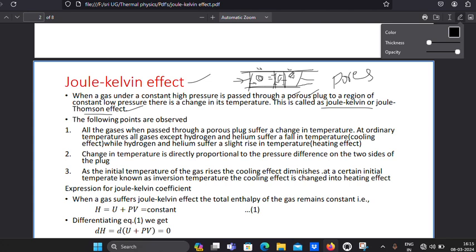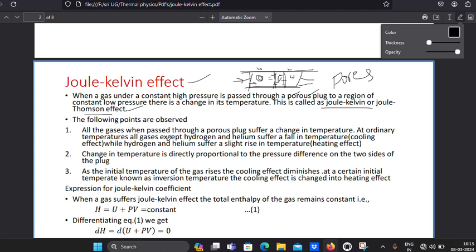Change in temperature means that sometimes the temperature increases and sometimes the temperature decreases. That is why I am saying change in temperature. So a change in temperature will occur like this. This effect was observed by Joule Kelvin or Joule Thomson, so that is why this is called the Joule Kelvin effect.